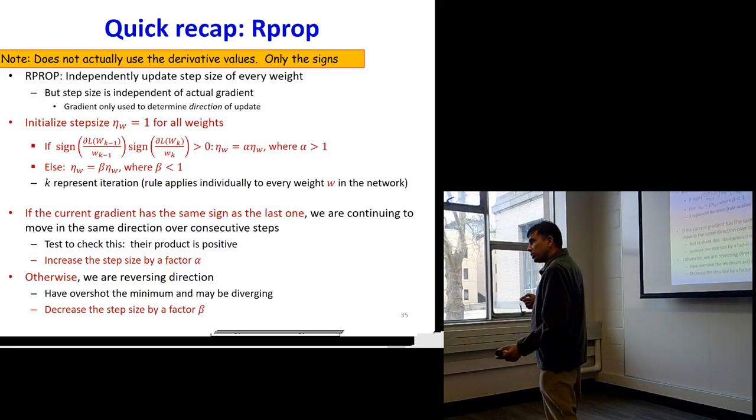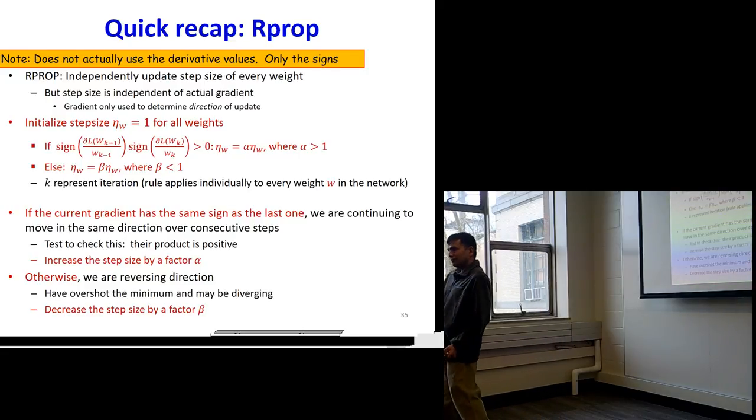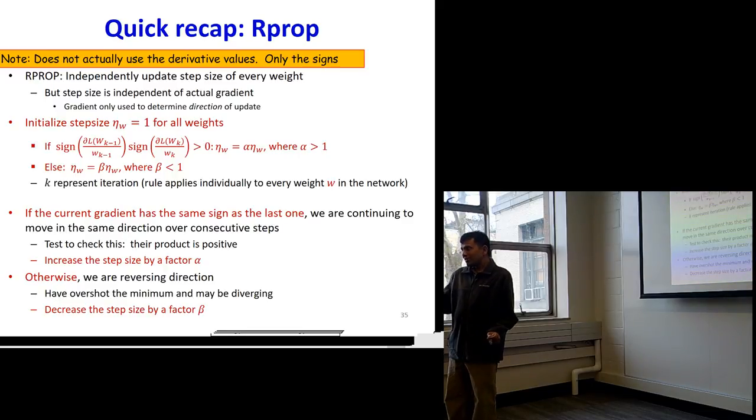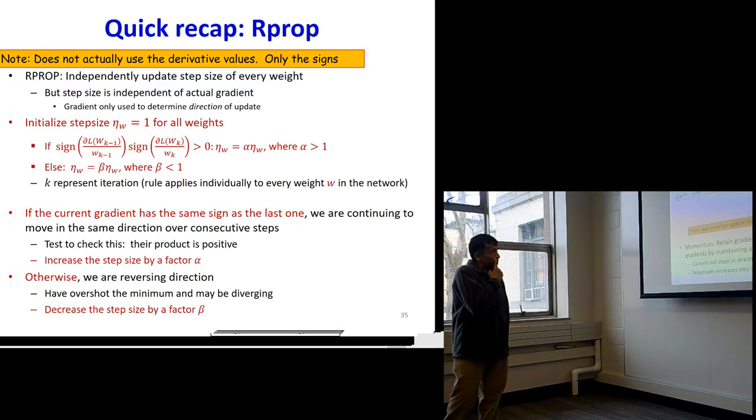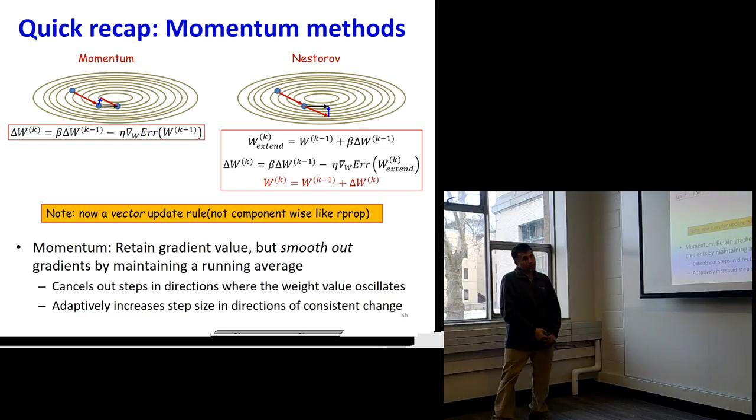What is the issue here? If you were to find fault with this, what would it be? I'm throwing away information. I'm just retaining the sign of the gradient, right? But the value of the gradient also carries information. And that's what led us to these momentum methods. So there were a couple of different variants that we saw in class.